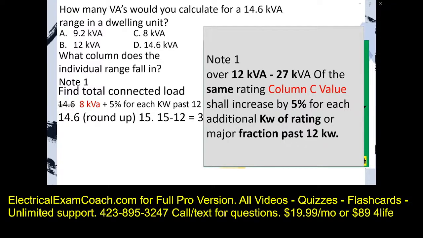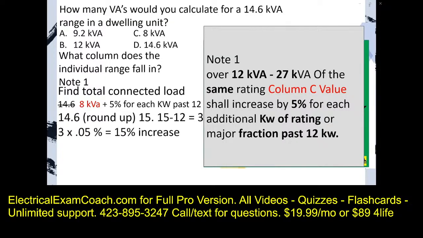And what the code states is that you're going to increase it for each kW past 12 or major fraction thereof. That's just a fancy way of saying if it's 0.50 or greater, you're going to round up. If it's 0.49 or less, you're going to round down. Well, in this case, we're 0.6, so we're going to round up to 15 kVA. So we are 15, and we need to find out how many we are past 12. Well, to do that, we can do some simple math. We have 15. We need to minus the 12 base, and we have 3 left over.